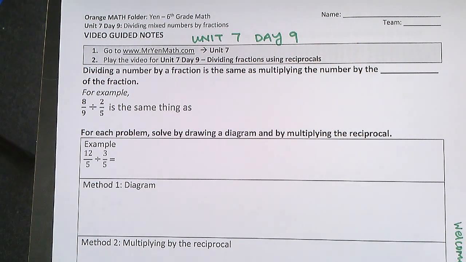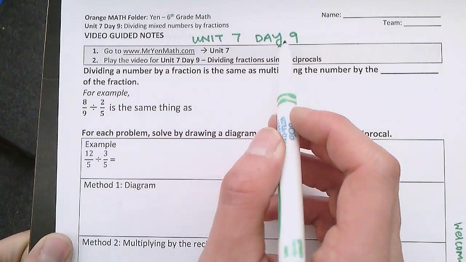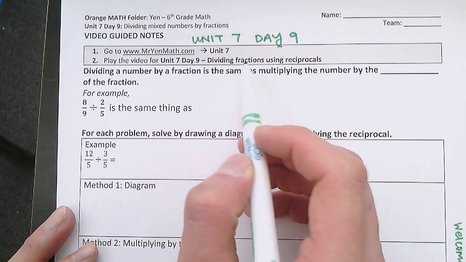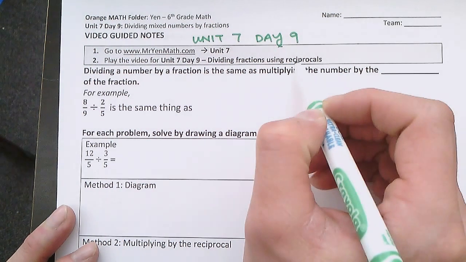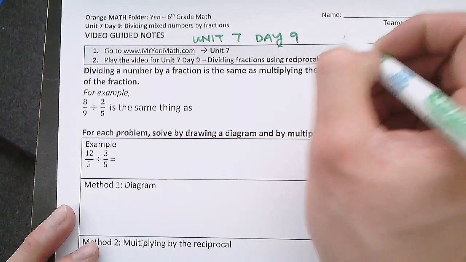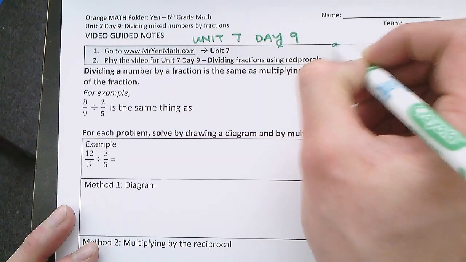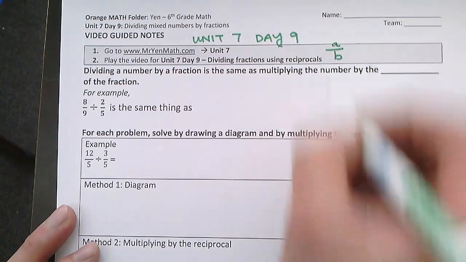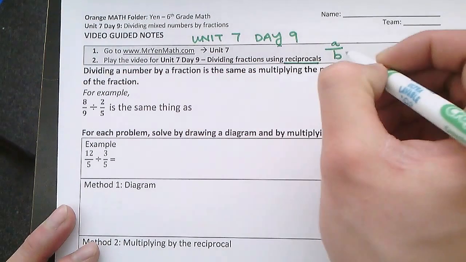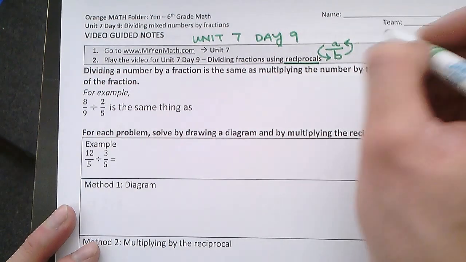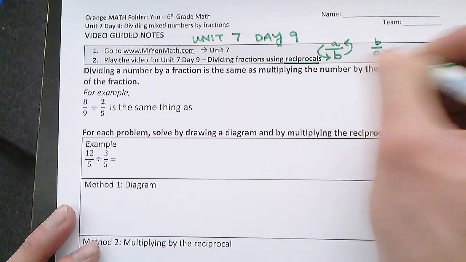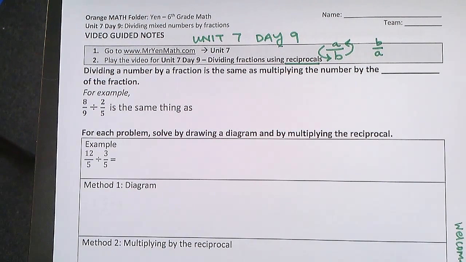This is the video for Unit 7, Day 9, and today we're going to be dividing fractions using reciprocals. If you remember reciprocals from the speed review, if I have a fraction that's a over b, the reciprocal of that fraction is just switching the numerator and the denominator. So it would be b over a. And you'll see how this is useful because we can use it when we're dividing fractions.